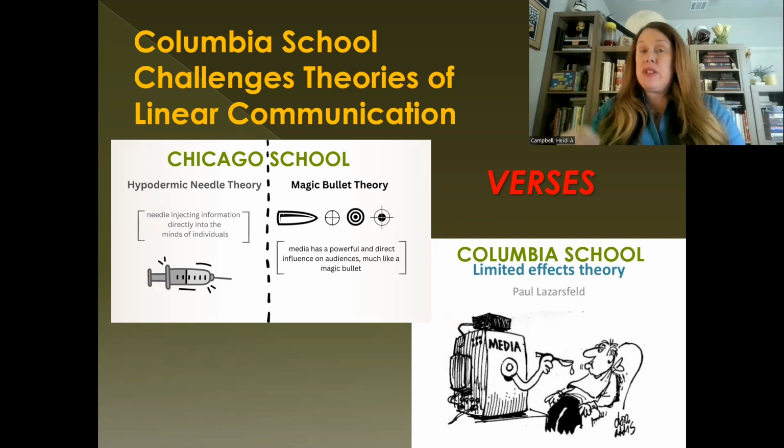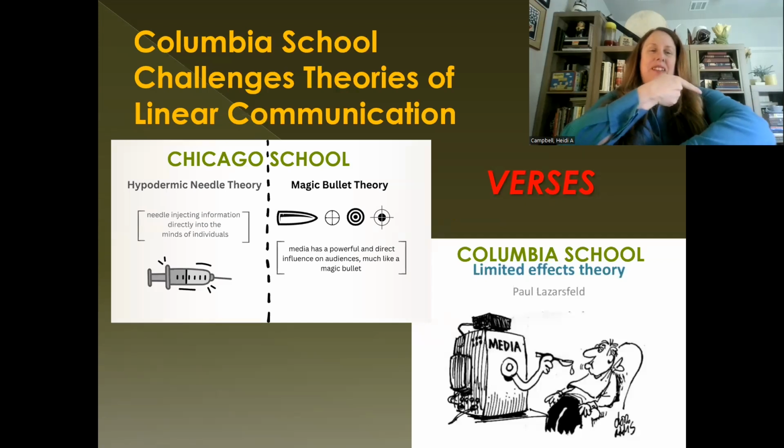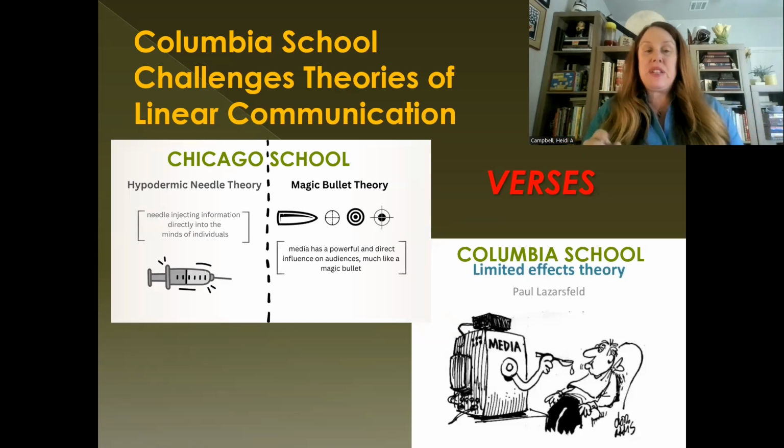Some scholars later describe this as the magic bullet theory. The hypodermic needle was meant to emphasize this direct effect, the needle directed into the person. The magic bullet was to say that like a bullet is powerful, so is the media. A bullet shot at someone will have a direct effect, but it also emphasizes the power, and especially the destructive power, of media.